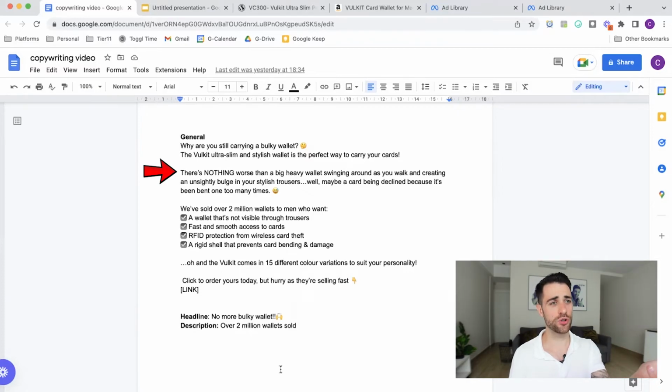And then with this as well, you could be humorous, or you could go on the angle of, sex sells. Well, maybe a card being declined on a date because it's been bent one too many times. You could try different things. People buy based on that kind of thing. So yeah, just be creative. But again, the formula gives you the structure. You're just limited by your own creativity.